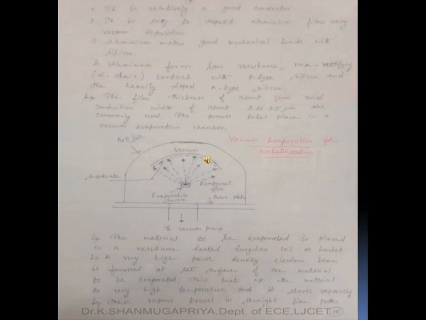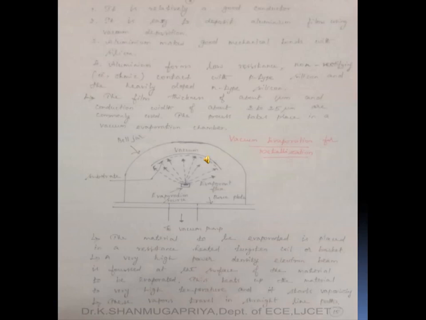A film thickness of about 1 micrometer and conduction width of about 2 to 25 micrometer are commonly used for metallization. The process takes place in a vacuum evaporation chamber. The pressure in the chamber is reduced to the range of about 10 power minus 6 to 10 power minus 7 torr. The material to be evaporated is placed in a resistance heated tungsten coil or basket.